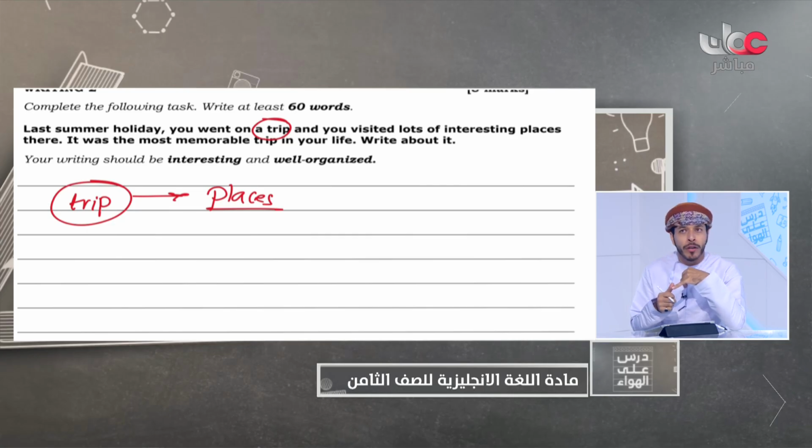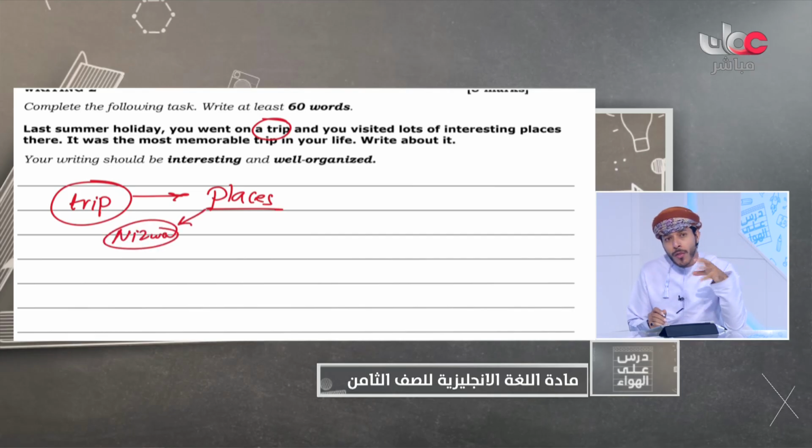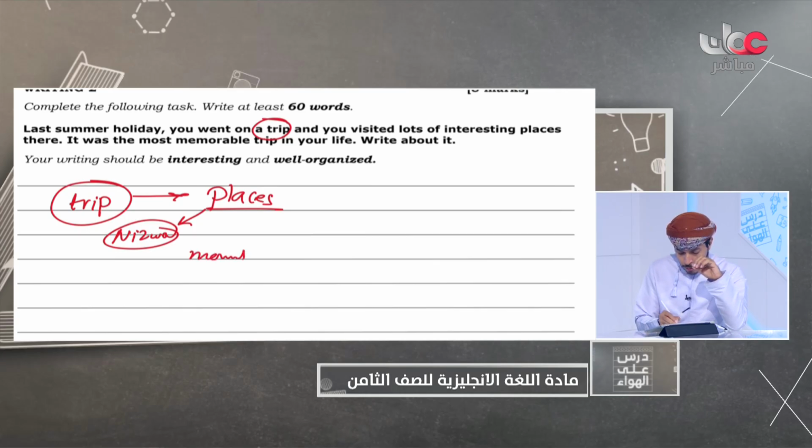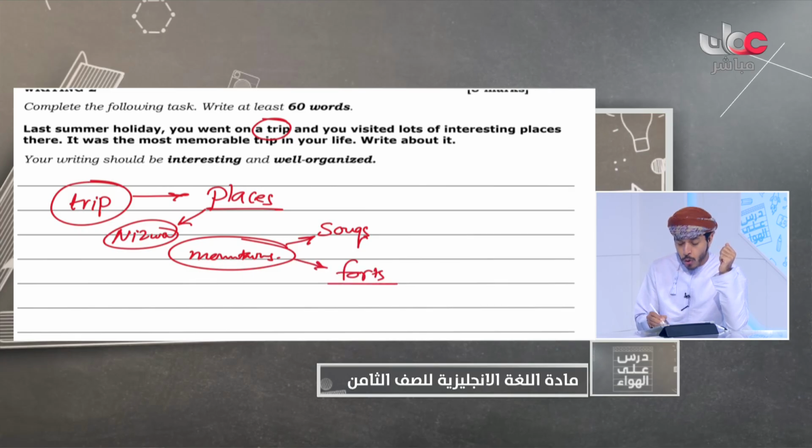For example, I went on a trip to Nizwa. Good. And when I went to Nizwa, I will think about the places that are in Nizwa. For example, like the mountains. And also, for example, the souks. The traditional souks of Nizwa, and also about the forts or the historical forts or the historical places, الأماكن التاريخية في نزوة. Good. So here, think about the question.